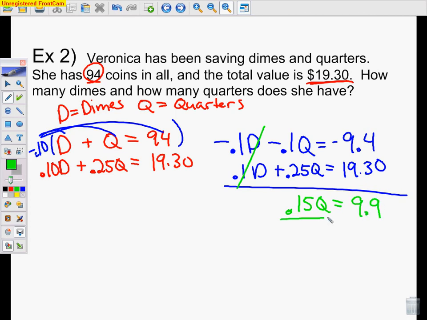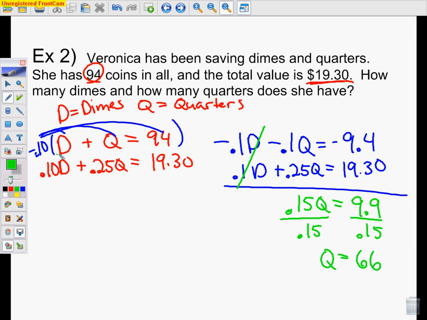Now we'll solve for Q by getting Q by itself. Divide by 0.15 on both sides. And we find that Q equals 66. So we have a total of 66 quarters.